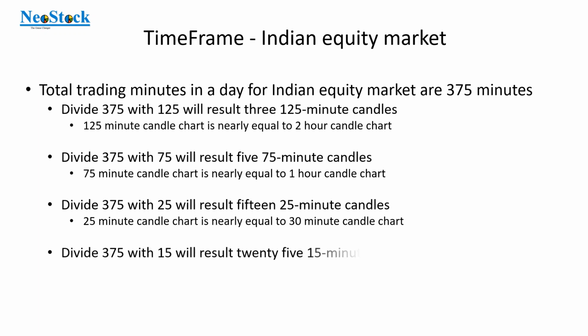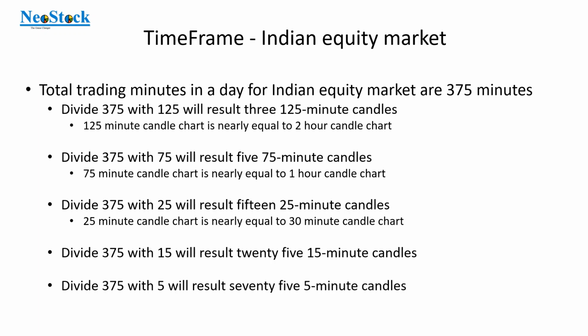And divide 375 by 15, we exactly get 25 candles of 15 minutes. So we don't have any issues with 15 minutes, even 5 minutes also. If you divide 375 by 5, it will result in 75 5-minute candles in a day. Every day we get 75 candles for 5 minutes. Similarly, every day we get 25 candles of 15 minutes.